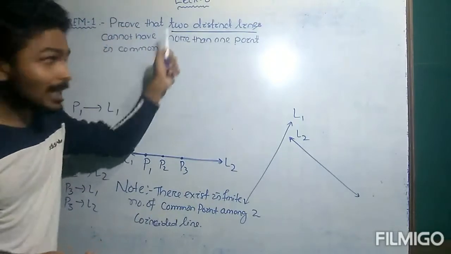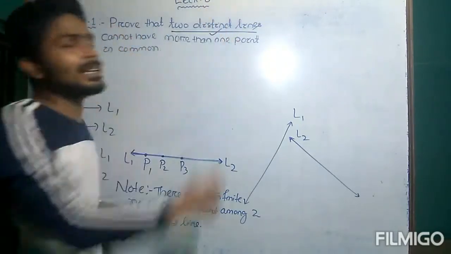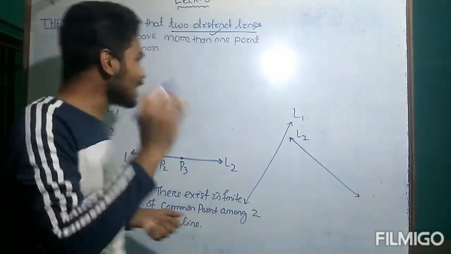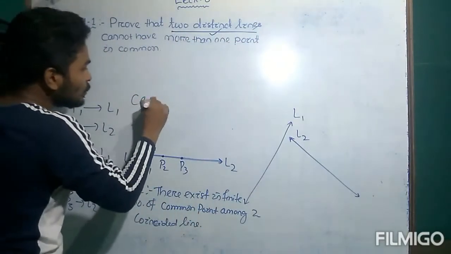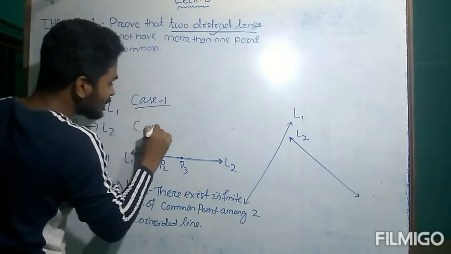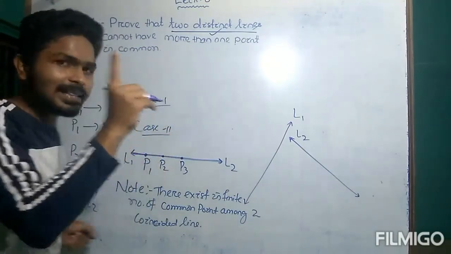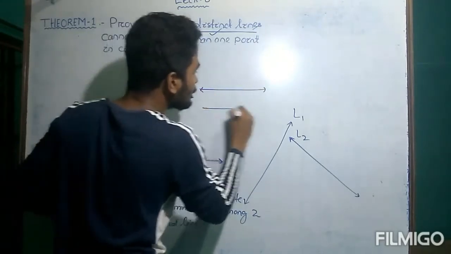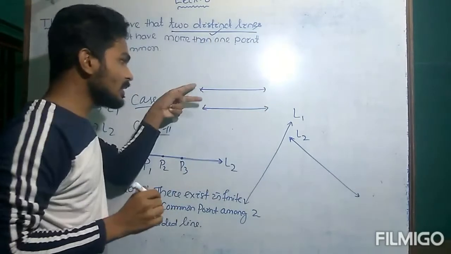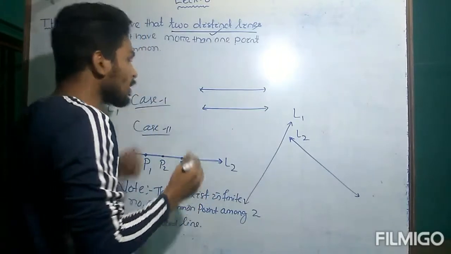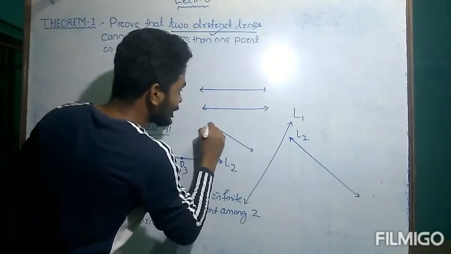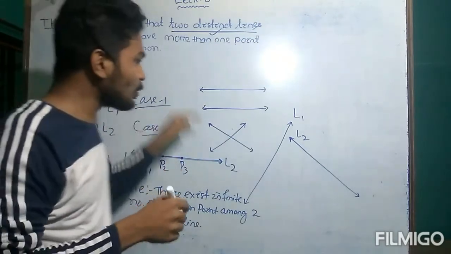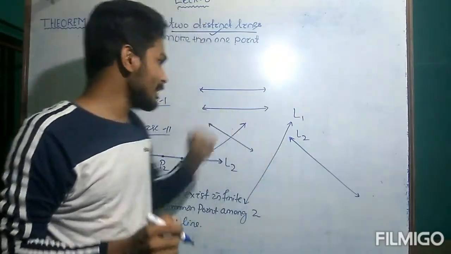But here the statement asks for distinct lines. So how could you draw distinct lines? Distinct lines can be drawn in two cases. What are the two cases? The first case is that the two lines are parallel, then these two lines are distinct lines, or the two lines are intersecting lines. These are the two cases in order to draw two distinct lines.